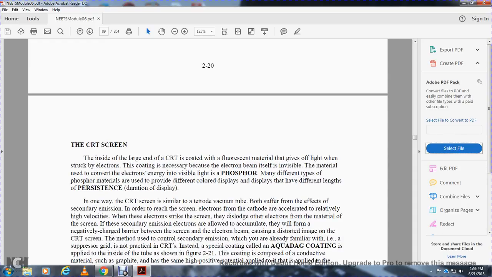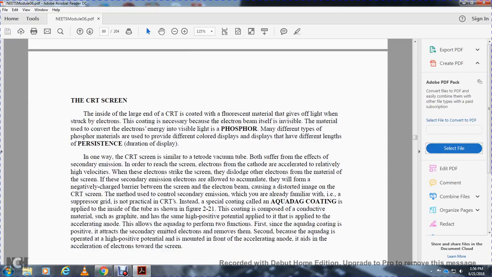The cathode ray tube screen. The inside of the large end of the cathode ray tube is coated with a fluorescent material that gives off light when struck by the electrons. The coating is necessary because the electron beam itself is invisible, and the material used to convert the electron energy to visible light is the phosphor. Many different types of phosphor material are used to provide different color displays. They have different lengths of persistence during the display.